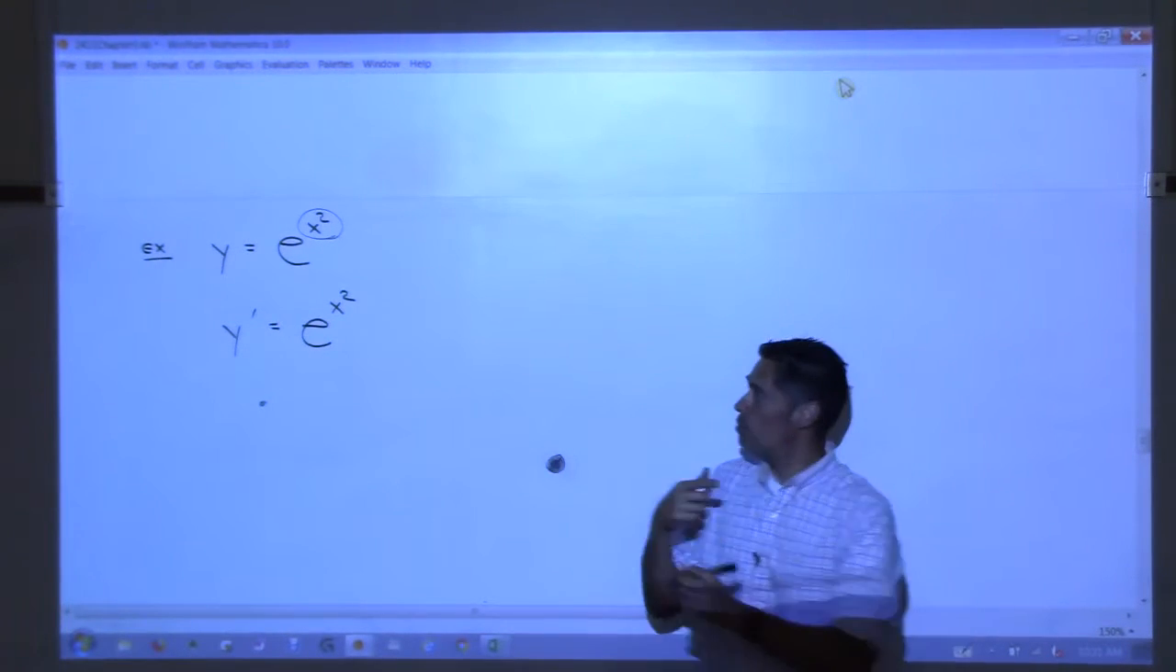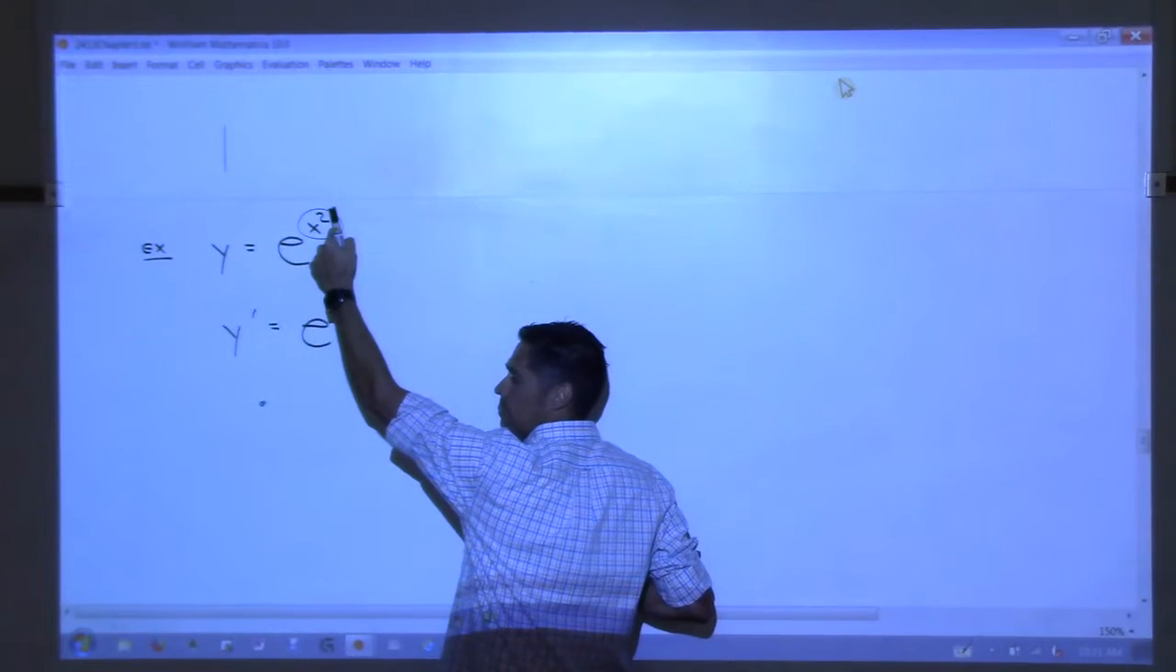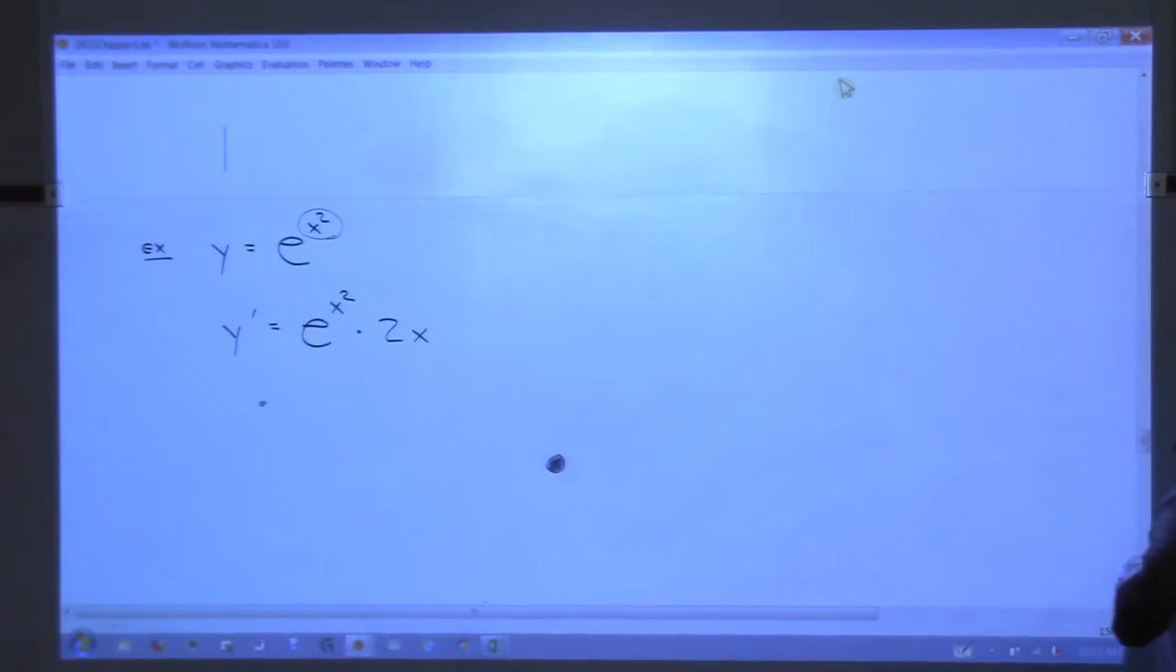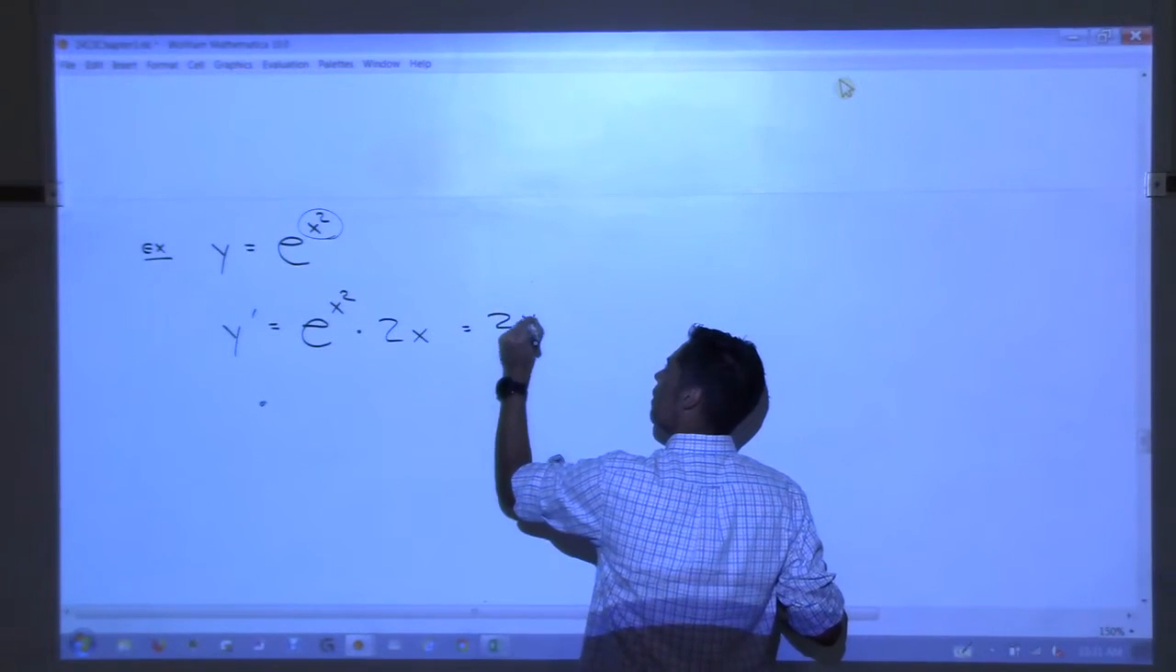So this is chain rule. We're going to say times now the derivative of this, 2x. Does that make sense? Okay. Now you could leave it like this, or you could move the 2x out front.